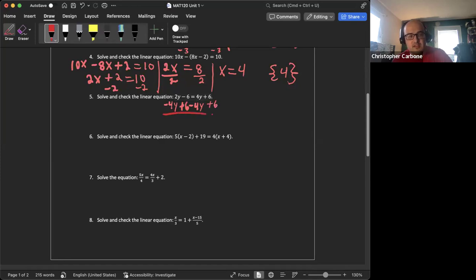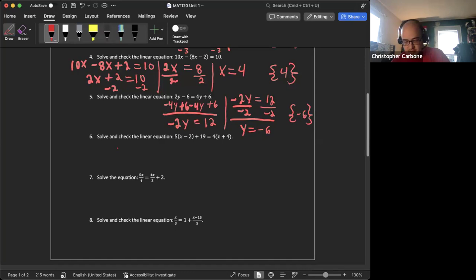Okay, so this is going to make negative 2y is equal to 12. And then dividing both sides by that negative 2. So let me just write that operation out over here. Dividing both sides by the negative 2. So y would be negative 6. Then as a set.